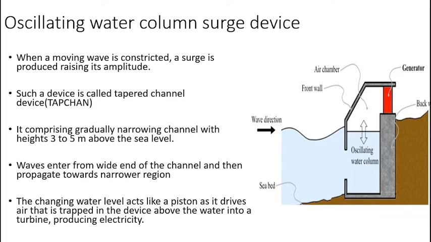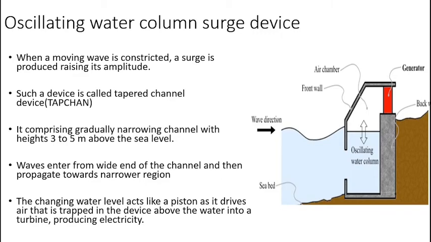Above it there is an air chamber in the device. So this acts like a piston. This water column acts as a piston. In the rising position, it pulls the air in the air chamber towards the turbine, and it turns the turbine to generate electricity.